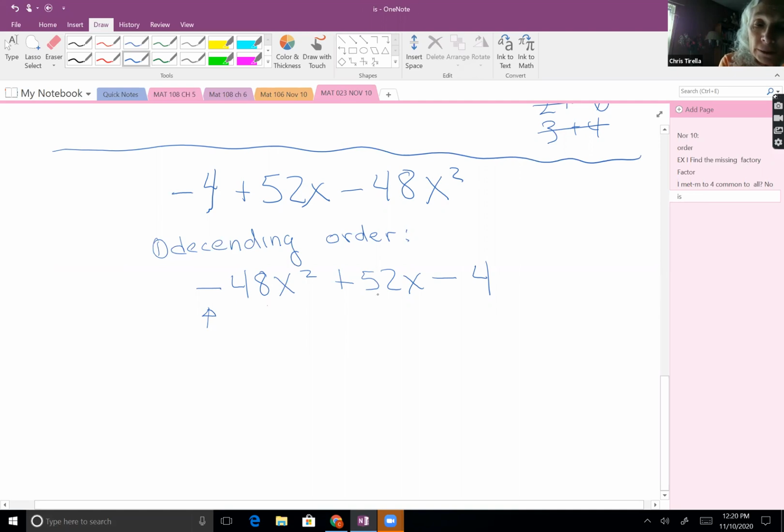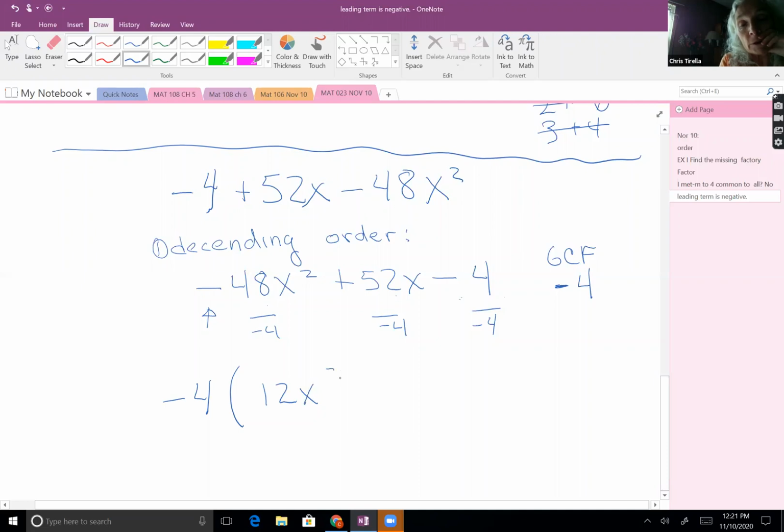Between 48, 52, and 4, I think that there's a common factor of 4, but because that leading one is negative, we're going to take out a common factor of -4. And so when I think of taking each of those terms and dividing them by -4, my common factor will be that -4, and I'll be left with 12x squared, no, I lied, 12x squared minus 13x plus 1.